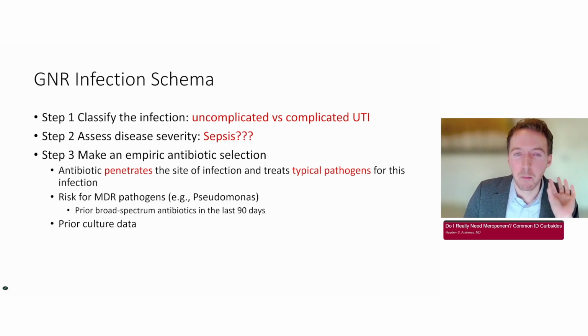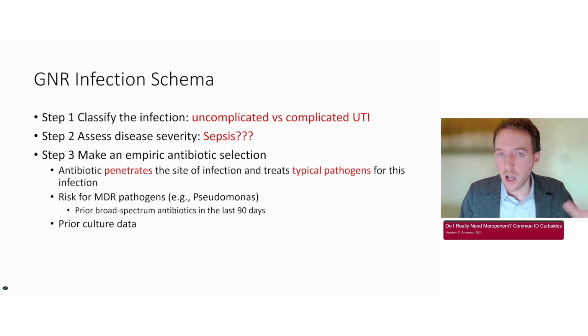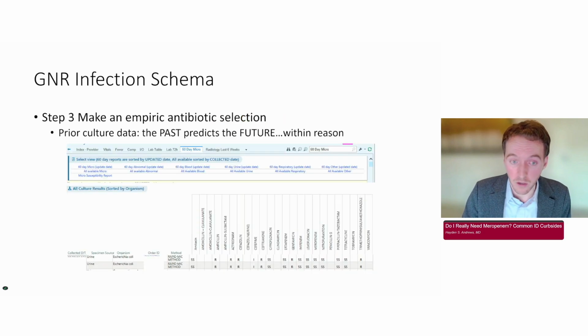And then the last but most crucial that I really hope a lot of y'all start implementing after this talk, which some of y'all might already be doing, is looking at the prior culture data. We know in ID that people's floras are pretty stagnant. Things can come and go, but the bacteria that typically were causing their infections in the past are often those same bacteria that we find today. The past predicts the future.